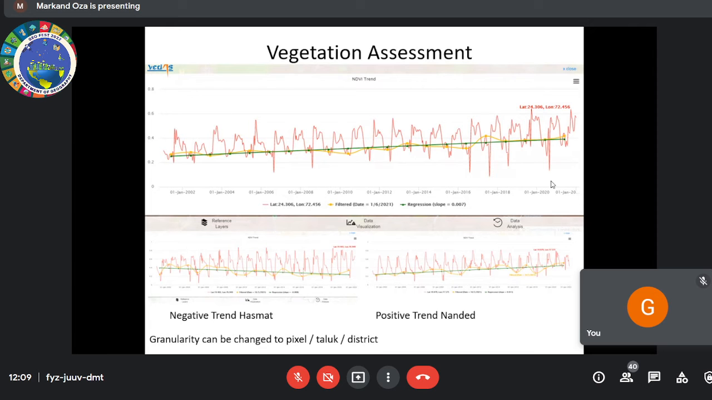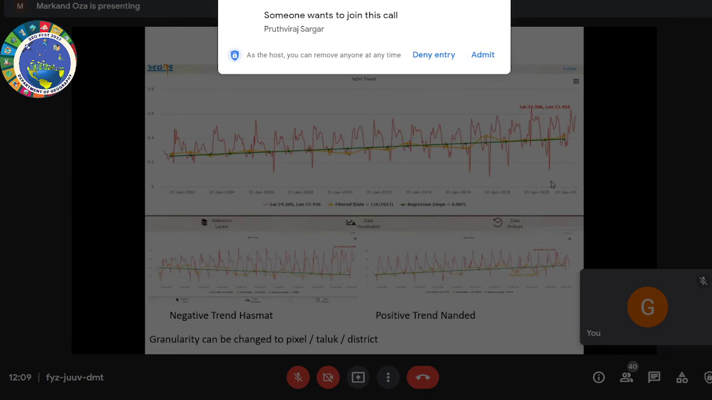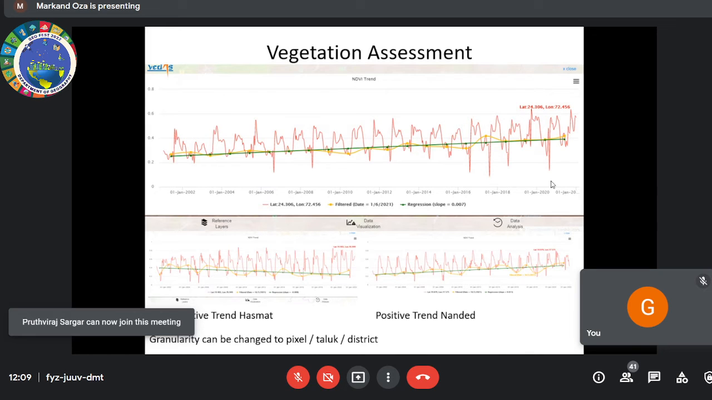Now, one term is called granularity. That means whether you want it at pixel level or taluk level or district level, you choose and you will get such maps. For example, I have taken 2 points. One point, I don't know what Hismat is, but Hismat must be some taluk or district in Maharashtra. There is a negative trend in the last 20 years, whereas there is a positive trend in Nanded. Now, for knowing the trend, I have taken May data.